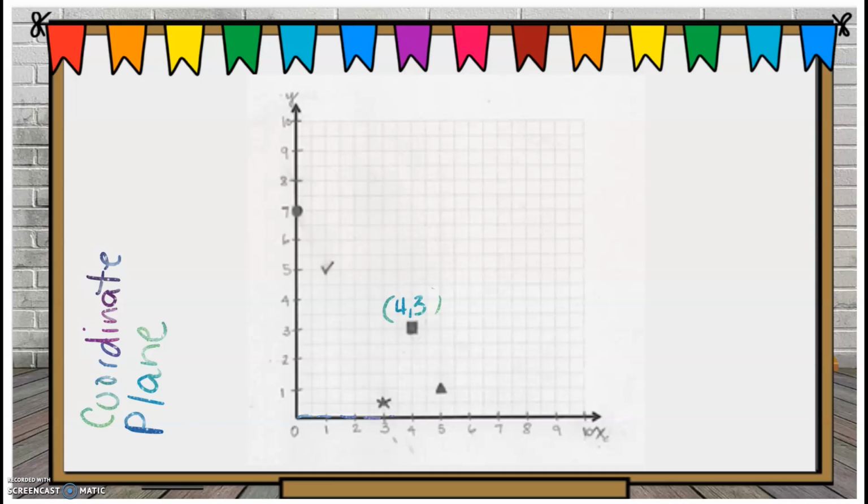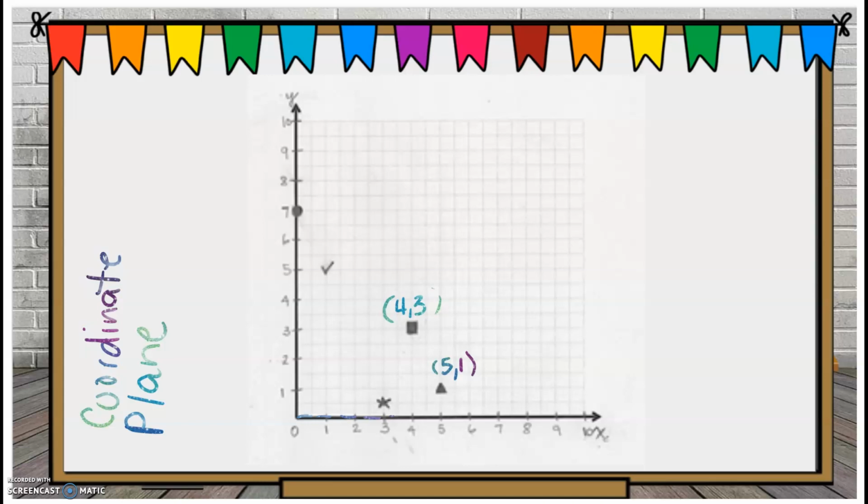So now when we look at the triangle, you see the triangle hits the x-coordinate right there on that 5. So my x-coordinate is 5, and then the triangle lines up with the y-coordinate at 1. So the coordinate for the triangle is going to be 5, 1.